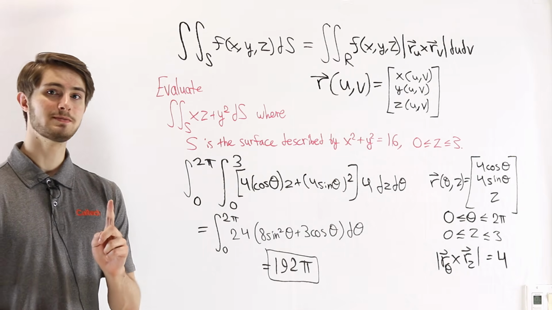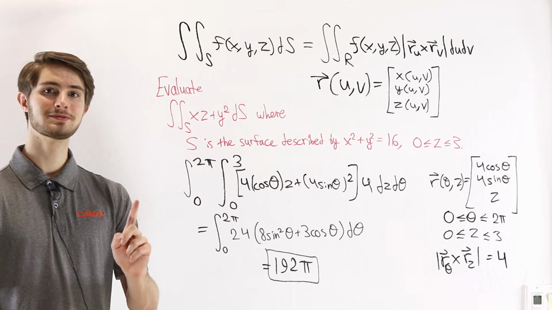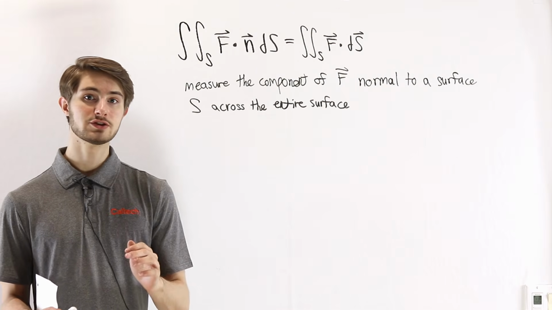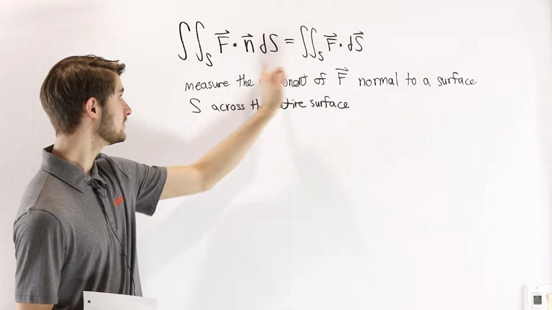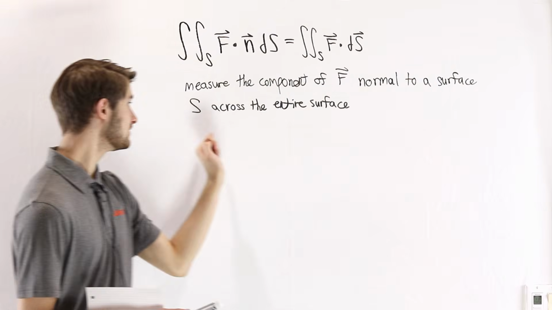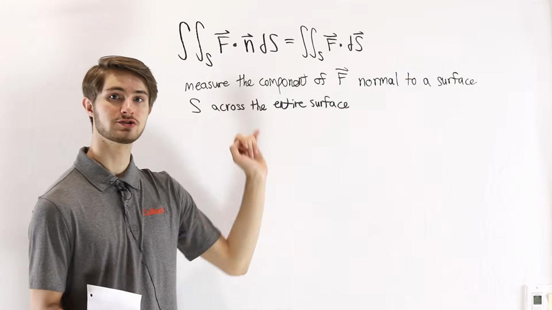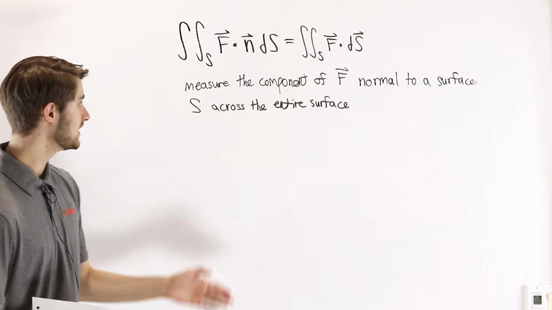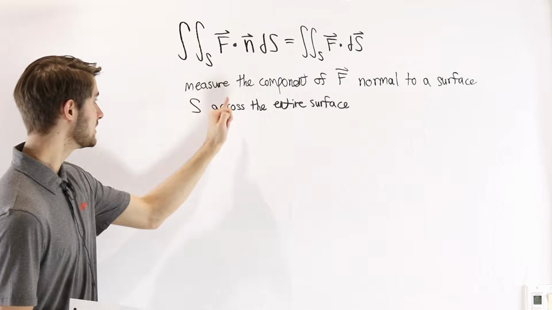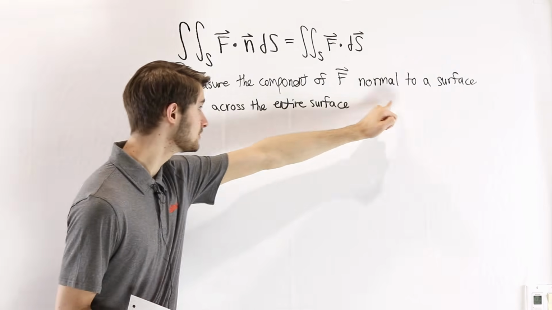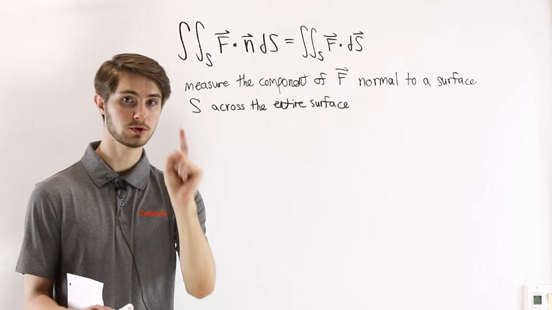And now it's time to start looking at vector fields. So the purpose of a vector field surface integral is to measure the component of some vector field f normal to a surface S across the entire surface. In order to understand how this can be calculated, we have to start by thinking about how we can measure the component of f normal to a surface S at a single point.